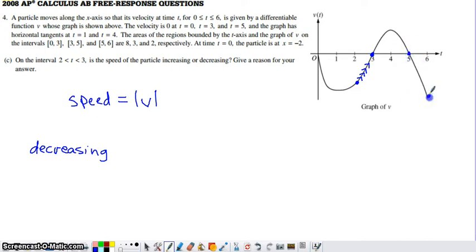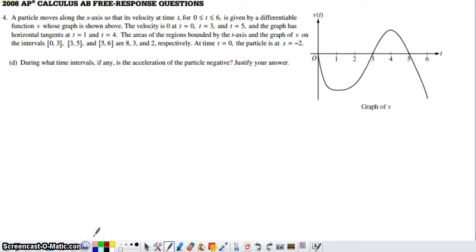If you check out a different interval, the interval from 5 to 6, now we're not asked to concern ourselves with that for this particular question, but what's happening with your velocity graph as you progress across it here? Well, velocity is moving away from 0, therefore the absolute value of velocity is getting bigger, and speed would be increasing on an interval like that. But in part C, decreasing, done. We gave the explanation verbally.